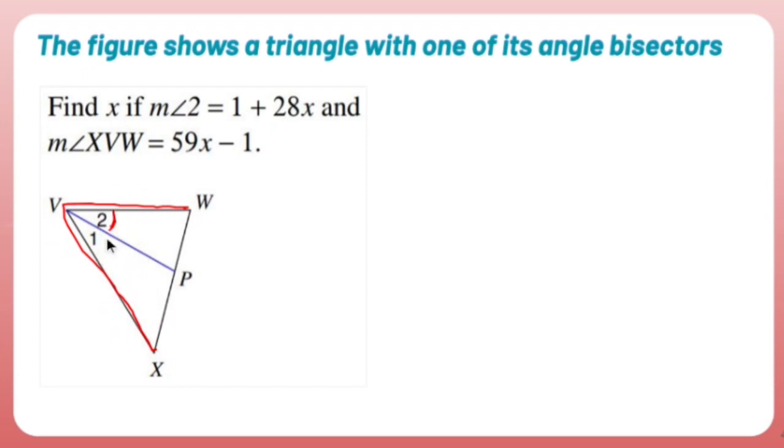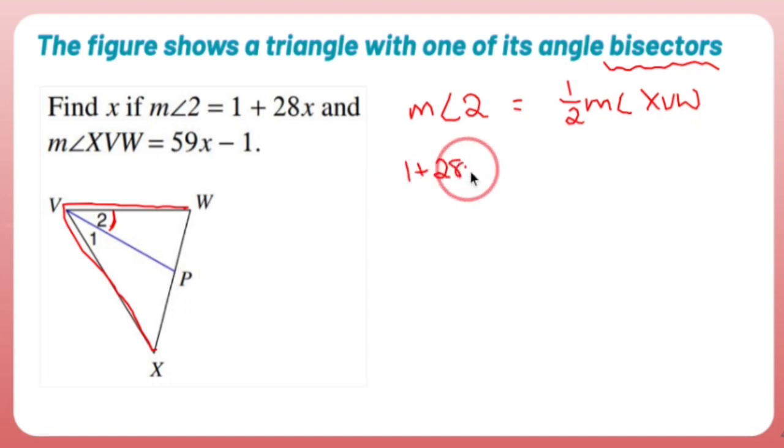Now, an angle bisector sounds exactly what it is. It takes an angle and cuts it in half. So the measure of angle 2, and let me actually write that up here just in case I need the space, cuts XVW in half. So it's half of the measure of angle XVW. So what's the measure of angle 2? 1 plus 28x. That's going to equal 1/2 of the measure of angle XVW, which is 59x minus 1.